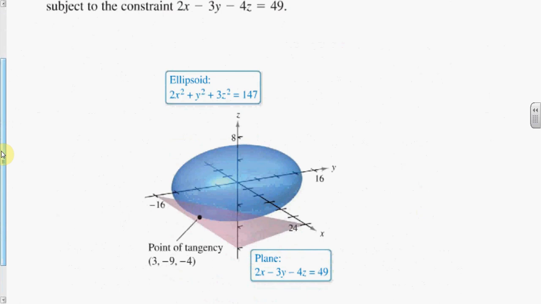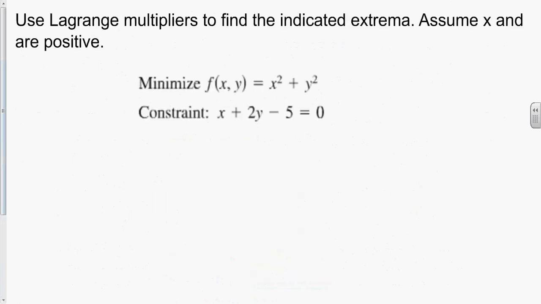Right? And so using Lagrange multipliers, we get that point to be 3 comma negative 9 comma negative 4. Let's see how that works out. Let's do a problem very similar. So here, use Lagrange multipliers to find the indicated extrema. Assume x and y are positive. So here, they tell us to minimize. So we're going to just use those steps.